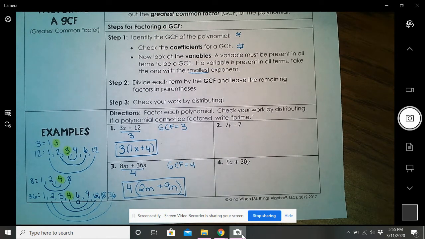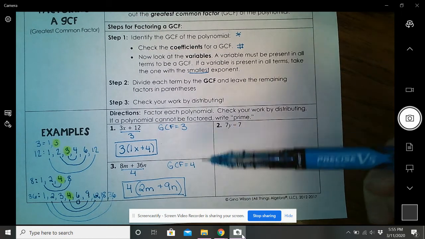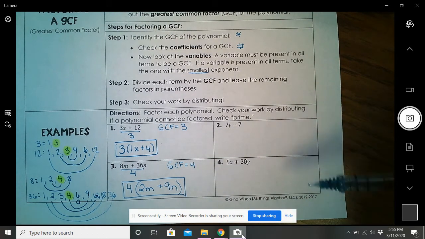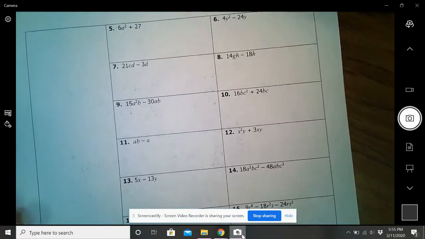Okay, if you're getting the hang of it, start practicing. I'm going to continue working the odds, and you practice on the evens on your own. So flip your page and let's look at some more problems here.